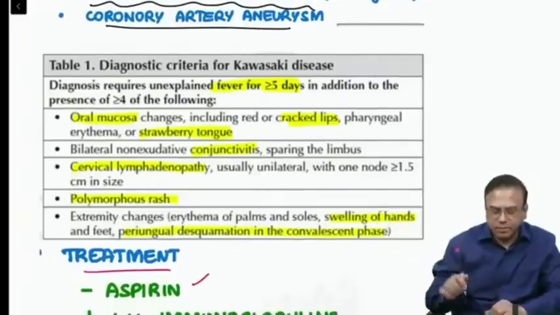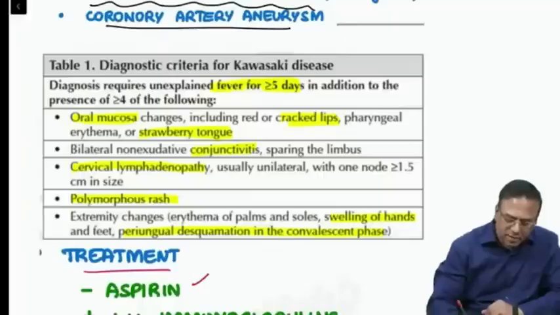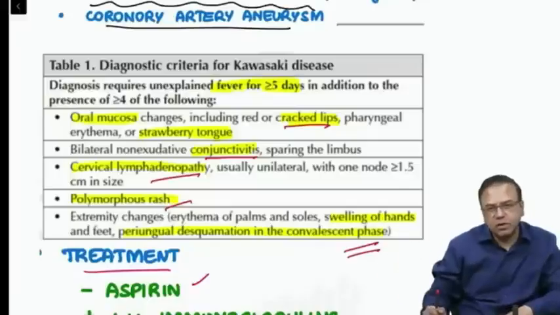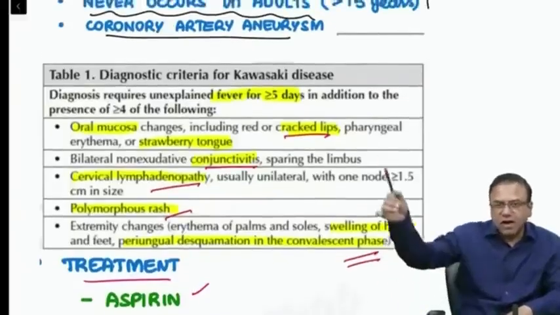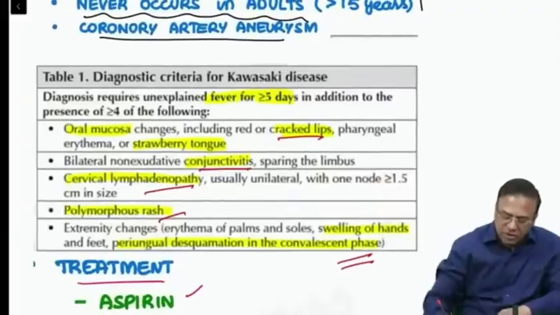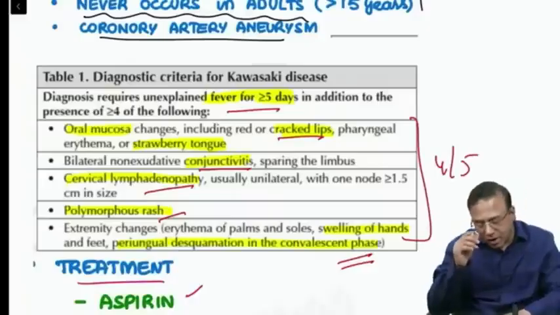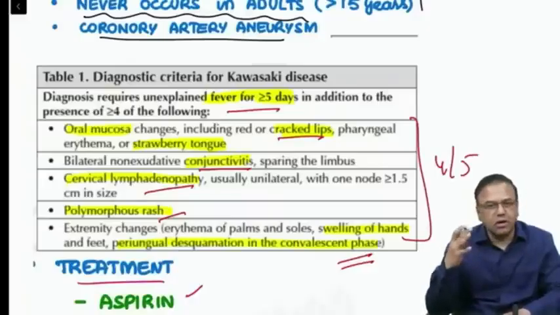Fever is essential. You can get either dry cracked lips, conjunctivitis, lymphadenopathy, rash, and you can see these patients coming with desquamation. So out of the remaining 5, 4 should be positive plus fever should be there. Then you diagnose Kawasaki.